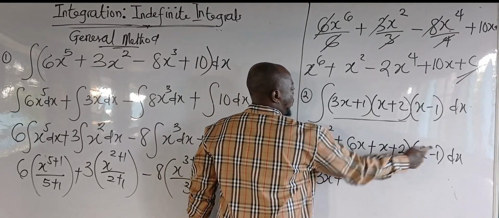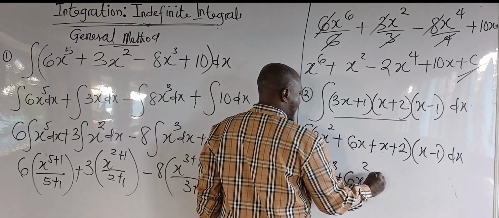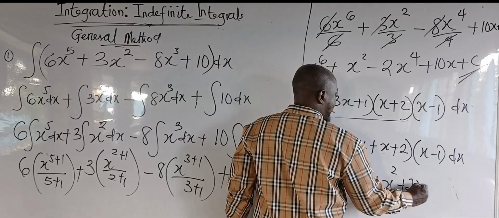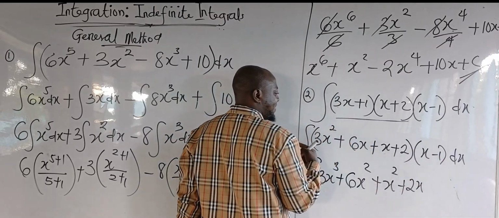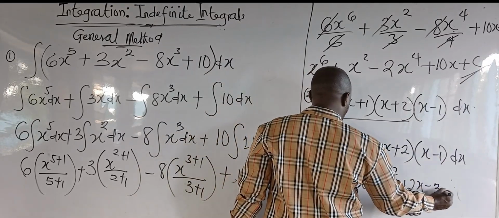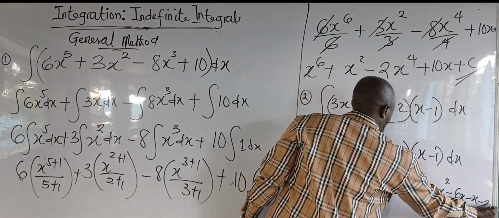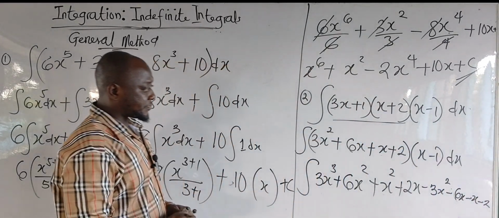So here, this is 1, this is 1. That will give us 6x squared. Here, this is x squared. Here, this is 2x. Now, minus 1 to multiply everything. If minus 1 multiply everything, we're having this value, minus 6x, minus x, minus 2. So this is what I'm having here.